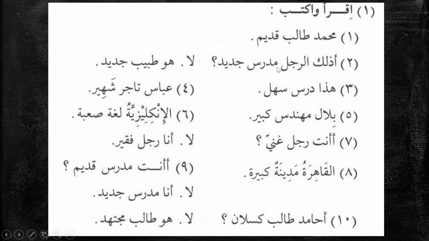Mudarrisun jadid. Okay, now rajul and mudarris cannot be a tabi' for rajul. Why? Because this one has alif lam and this does not have alif lam. So these do not agree. Rajul and mudarris do not agree in specificity. But jadid and mudarris agree in specificity. So yes, jadid is the tabi' for mudarris.